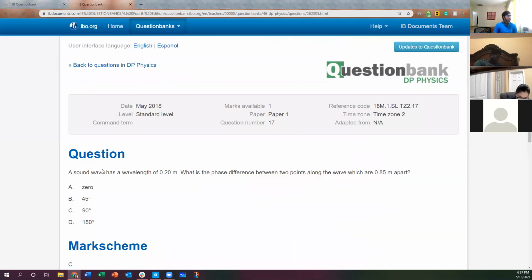Okay, so a sound wave has wavelength. I know you can see the answer. It doesn't matter what the answer is. I'm sure we can get there. More important is how we get there. So the wavelength is lambda equals 0.20 meters. What's the phase difference between 2 points which are 0.85 meters apart?